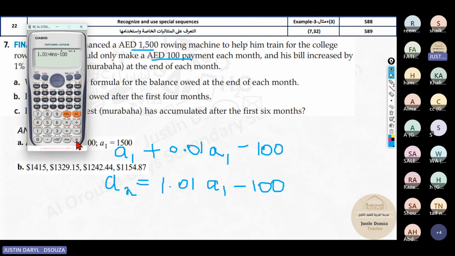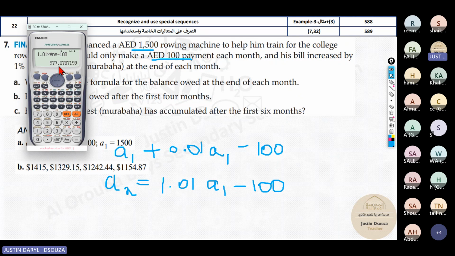Then what happens in the next? Okay, it's already the answer. After 2 months, this was the answer. After 3 months, it's so much. After 4 months, this is the answer. So after 4 months, the balance is 1,154.87, because he's making a 100 dirham payment every month. Now, what about the next? This is after 5 months, but what about after 6 months?